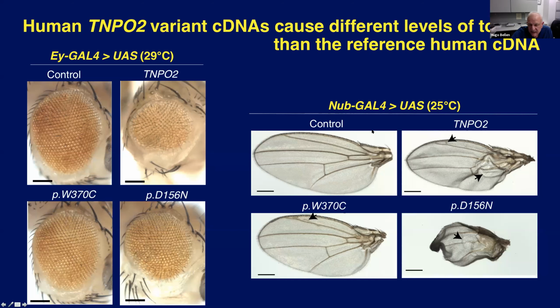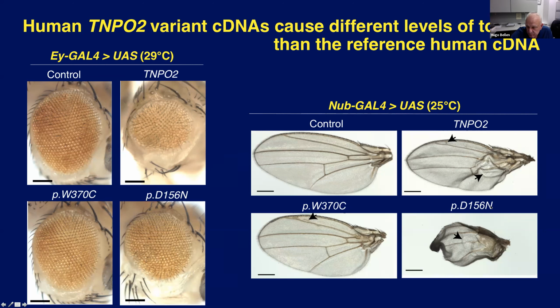Interestingly, the same was observed in the wing when you drive with a wing-specific driver, the UAS, and look at the reference cDNA. You see clearly this kind of blistering phenomena as well as some subtle phenotypes in the wing. Again, when you overexpress this mutant variant, you see very subtle defects in the wing. The defects are not what is observed when you overexpress the protein.